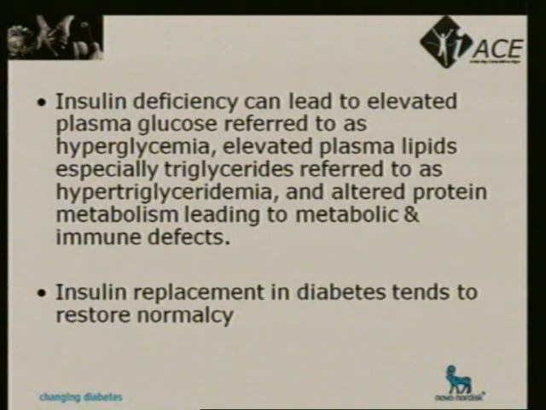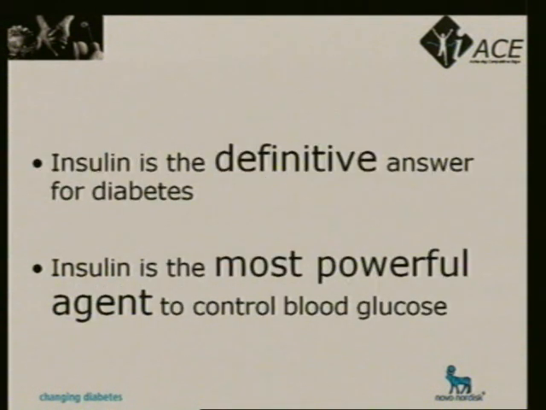Now, insulin replacement in diabetes tends to restore normalcy in the metabolism of carbohydrates, lipids, as well as proteins. Insulin is the definitive answer for the treatment of diabetes, particularly type 1 and sometimes in type 2 diabetes, and it is the most powerful agent to control blood sugar levels in all types of diabetes.